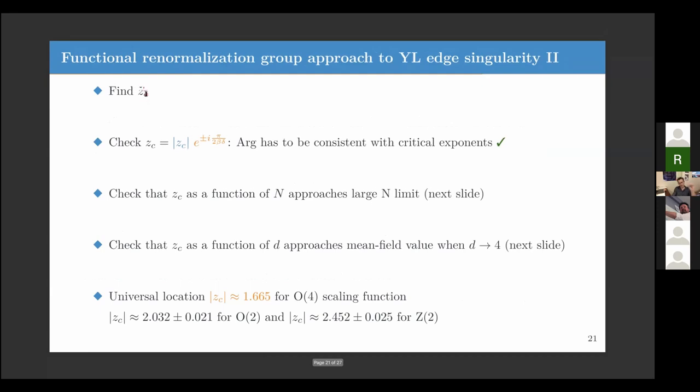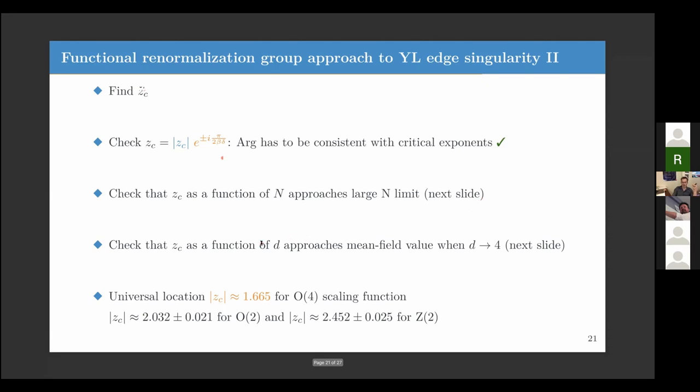There are a few non-trivial checks of whether this location is extracted precisely. The first check is that it has to have an argument which is defined by the underlying universality class critical exponents, and indeed, we check that it does. There is also a non-trivial check that this location as a function of N approaches the large N limit, which is analytical. We know the result, and I will show this on the next slide.